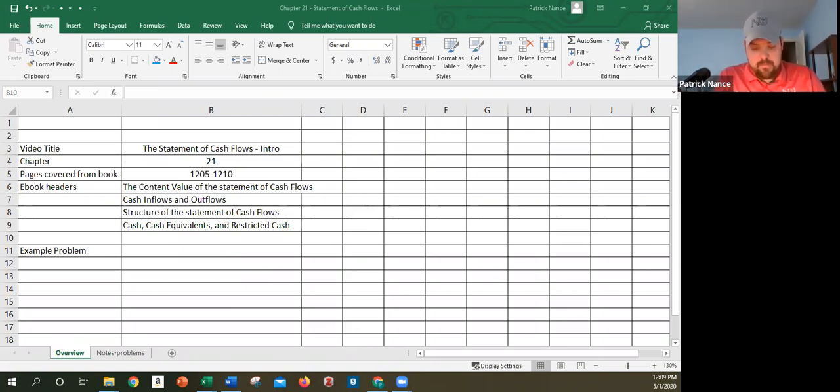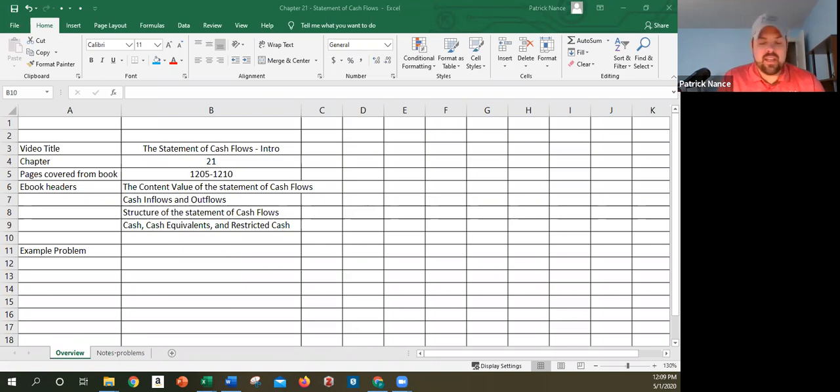So we'll start in on page 1206. The statement of cash flows is all about exactly what it sounds like, what's happening with actual cash. Because we do everything with the accrual method, this statement is effectively, I don't want to say reversing, but kind of showing all the areas that accruals can kind of hide. This is a breakdown of just what's happening with cash.